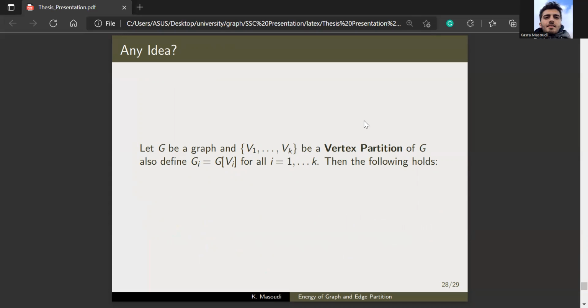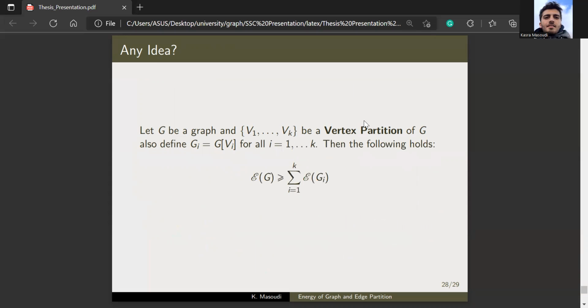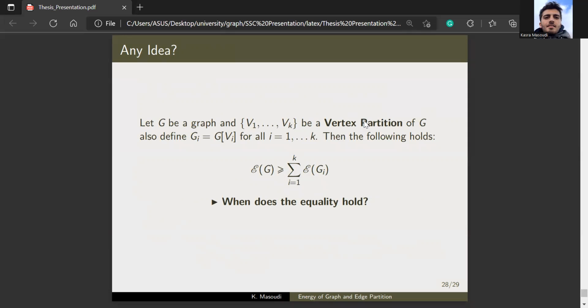Another question. Let G be a graph and V1 to Vk be a vertex partition of G. Also define Gi as the induced subgraph on Vi for all i between 1 to k. Then the following holds: energy of G is more than the summation of energy of Gi. And we have one question: when does the equality hold? Thank you.